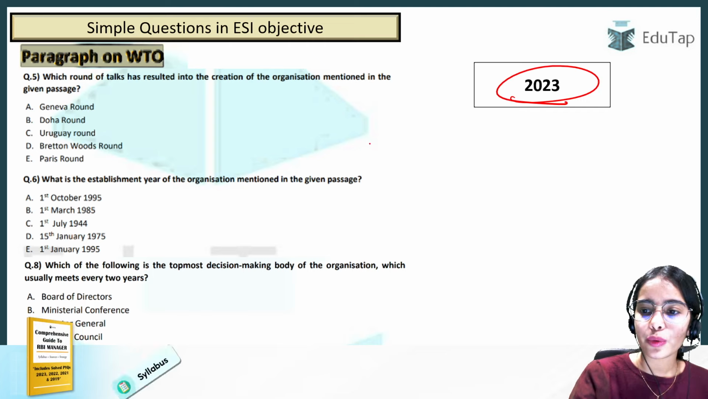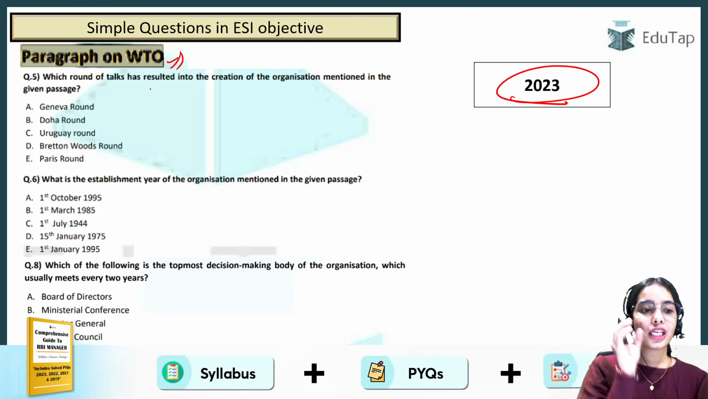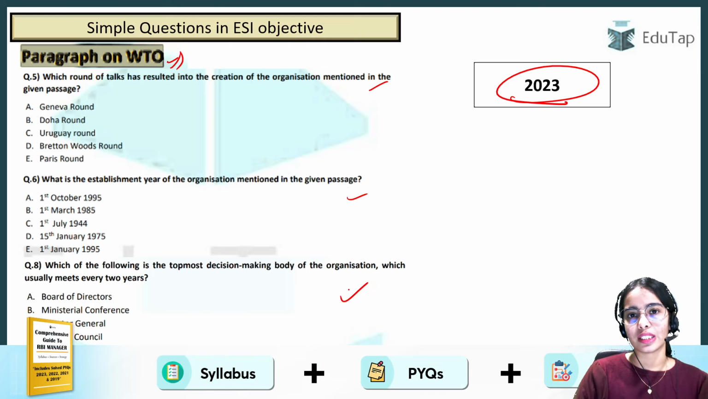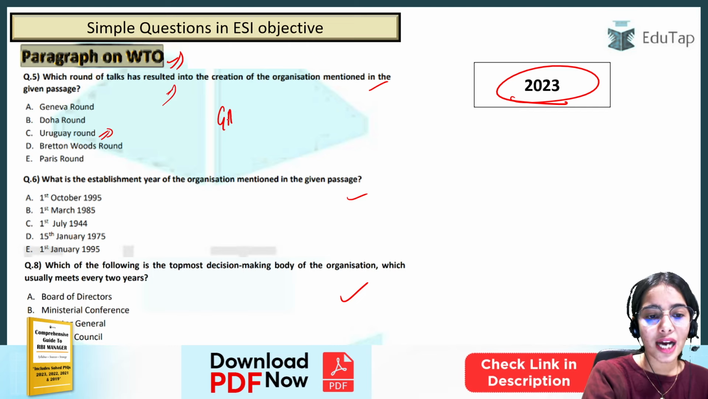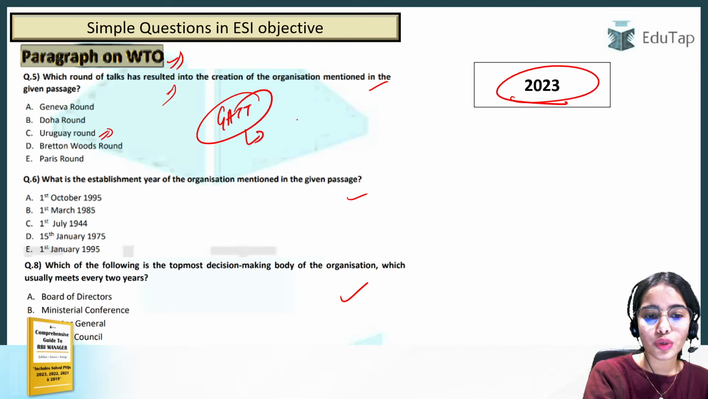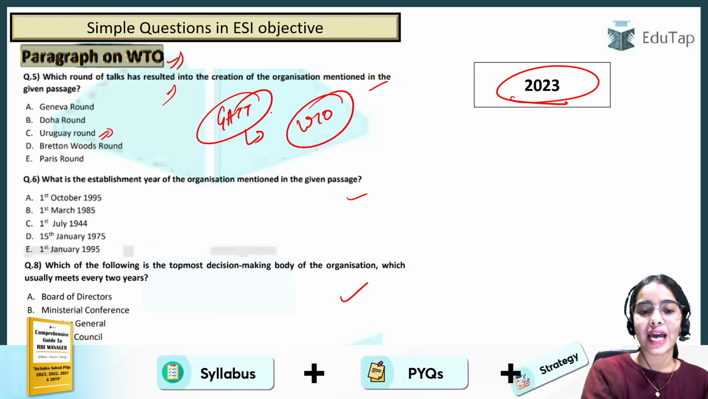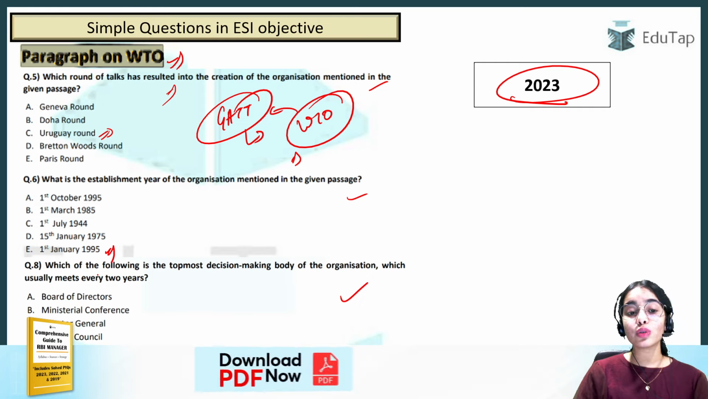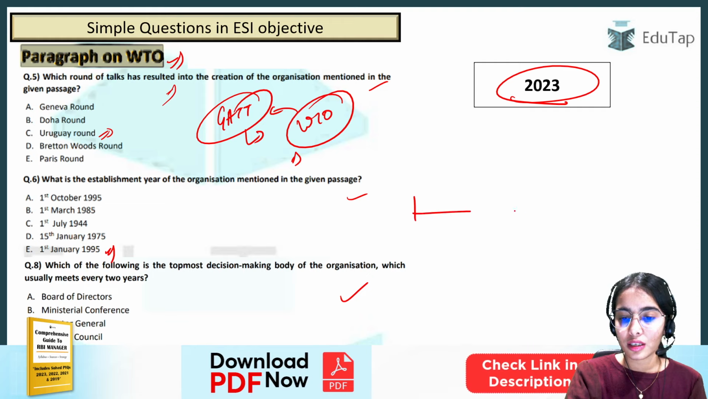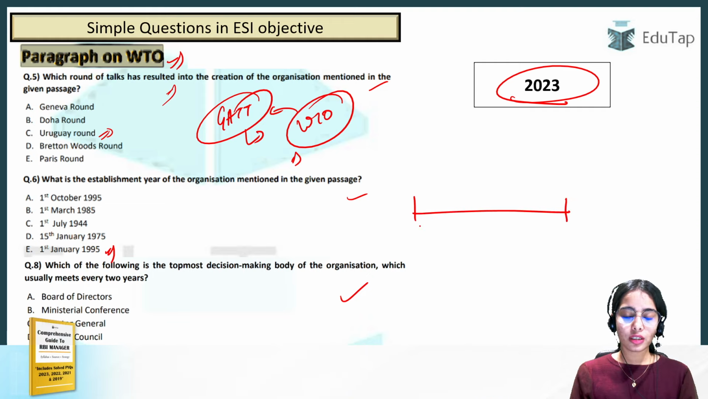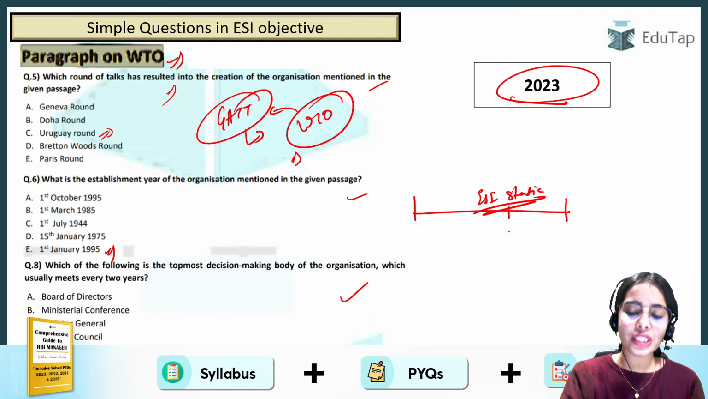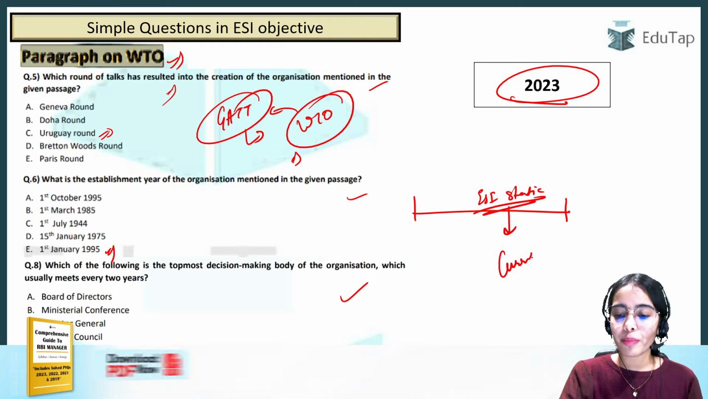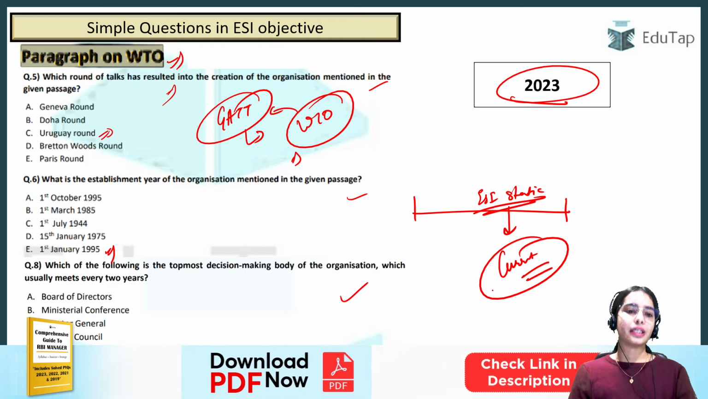So in 2023, you can see regarding the World Trade Organization, there were direct static questions, asking in which round it was formed. Okay, it was the Uruguay round. The last round of GATT was the Uruguay round, in which the WTO was formed and the WTO replaced GATT. WTO was formed on 1st January 1995. So you can see how basic the questions are. You just need to have the foundation of the ESI static that will help you in answering these direct questions, as well as this is also going to help you in forming the understanding for the current affairs.